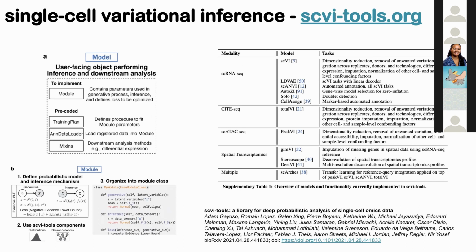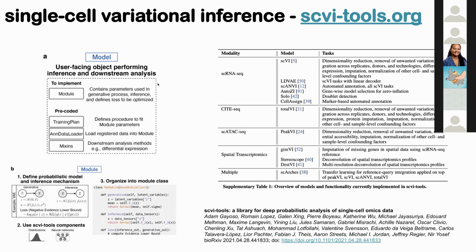These are the models that are currently implemented and the tasks that they currently do. So there's a couple for single cell RNA-seq data because that's the most popular stuff. There's one for ATAC-seq, for CITE-seq, which is protein. And then they have spatial models, which are pretty interesting. And then scArches is for integrating and doing transfer learning across models.